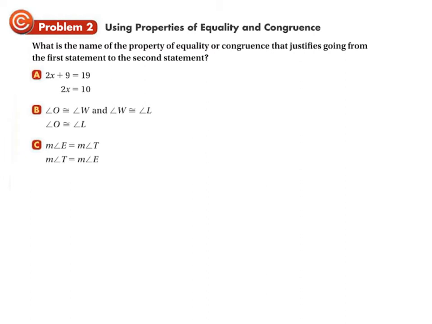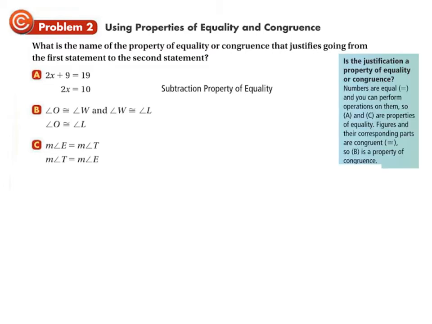And how do we know that it's the subtraction property of equality? Well, how do we know the difference between equality and congruence? Okay, numbers are equal, so those would be properties of equality. But figures and corresponding parts, we say, are congruent. So well, it's telling us what the next one is.